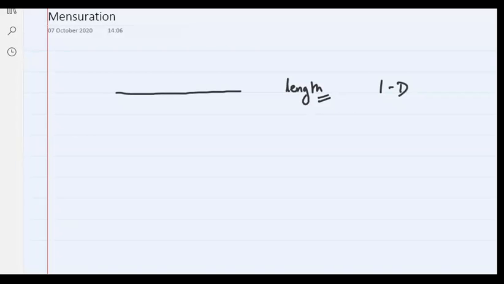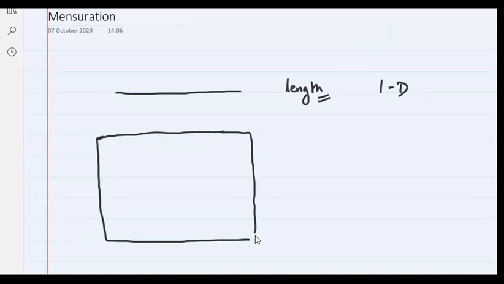Okay. Now, second thing, suppose you talk about a sheet of paper. A sheet of paper might be something like this. And I hope all of you know this figure. This figure is called a rectangle.